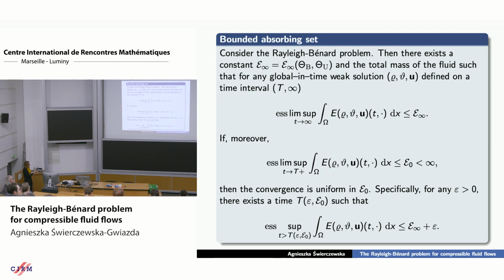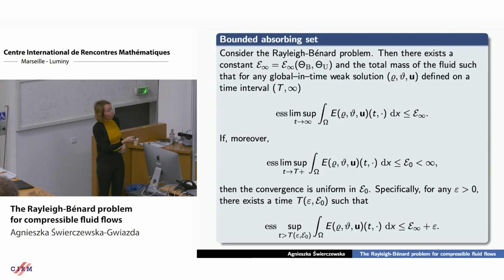And more, even more, if we can say that we can have this uniformly for all the solutions, then the convergence is uniform for the solutions. Okay, this is for if we go to a certain time t, then it is uniformly bounded for larger t.